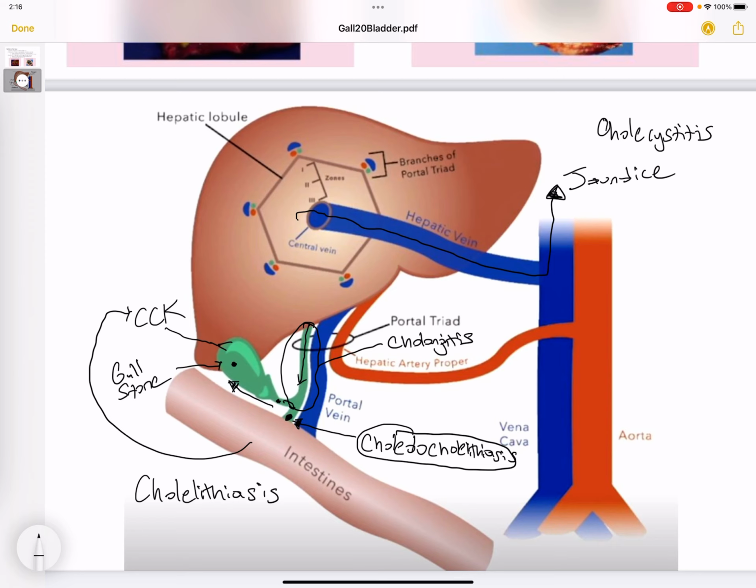And a patient will present with jaundice if they have choledocholithiasis, because as we talked about, that bile is not going to be able to flow into the intestines, then it is going to back up into the liver, and then it is going to travel and reach our systemic circulation through the hepatic vein.